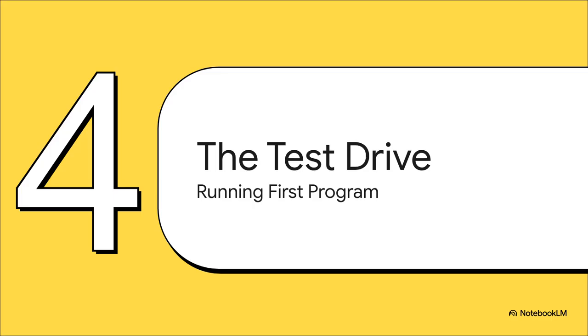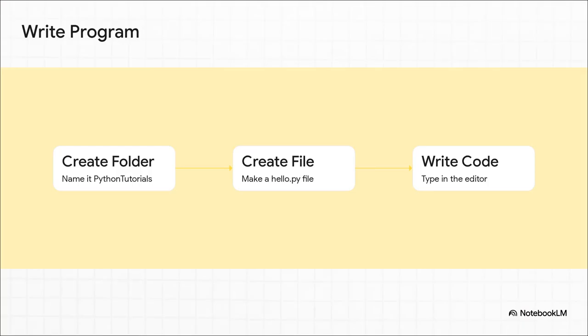And finally, phase 4, the test drive, running your first program. All right, the workspace is assembled, extensions are in place. It is time for the grand finale. Let's write some actual code. Over in VS Code's Explorer panel, let's structure our work by making a dedicated folder called Python Tutorials. Inside that, create a file named hello.py. That .py is absolutely essential. It literally tells the computer, hey, this is a Python file. Once that's created, simply type your code right there in the editor.